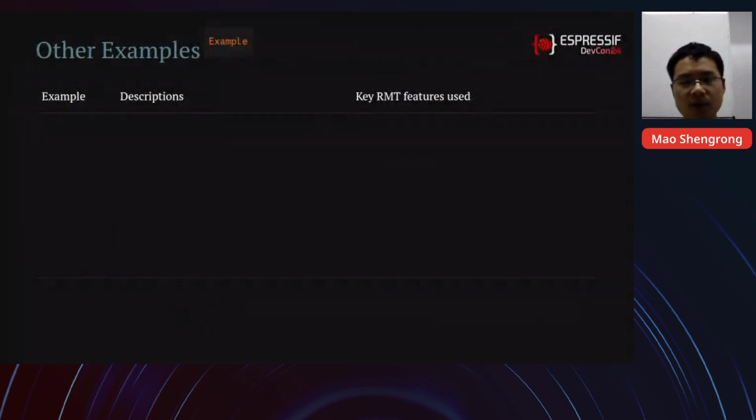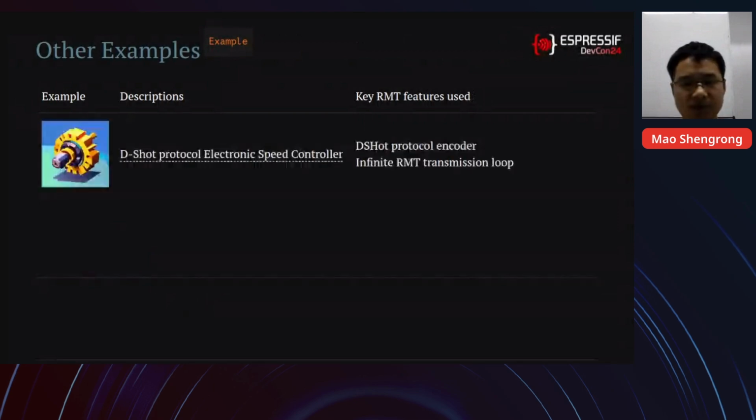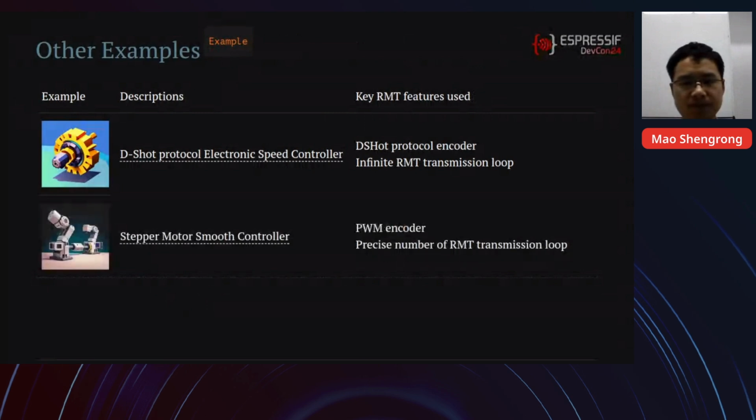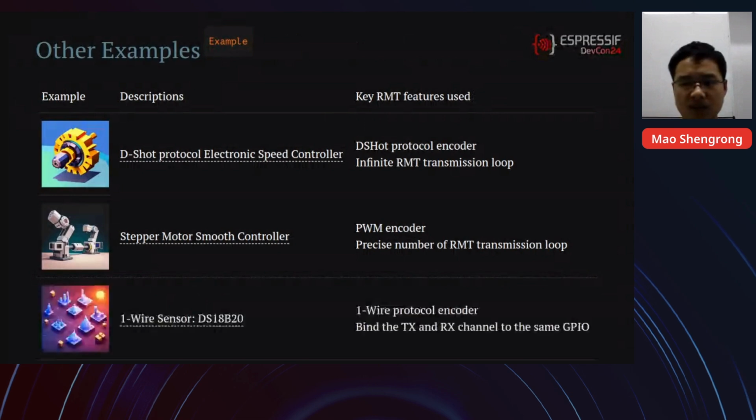Beyond the previously introduced LED strip, we can utilize RMT for various other applications. The D-shot protocol interface for ESC. This includes a D-shot protocol encoder and leverages RMT's hardware loop function, enabling the driving of a brushless motor with minimal CPU utilization. The open-loop precision control of stepper motor. In this application, we construct an RMT encoder that generates precise PWM pulses, adhering to the S-curve characteristics for smooth start and stop of the stepper motor.